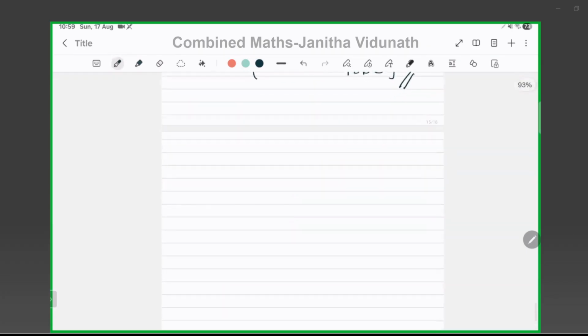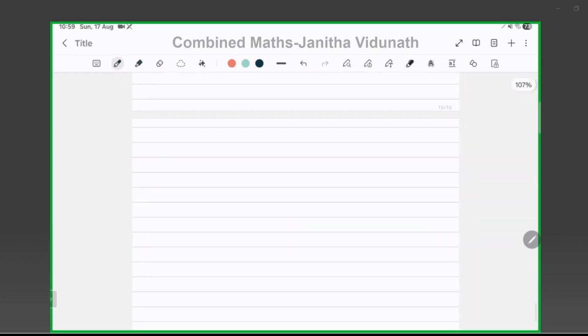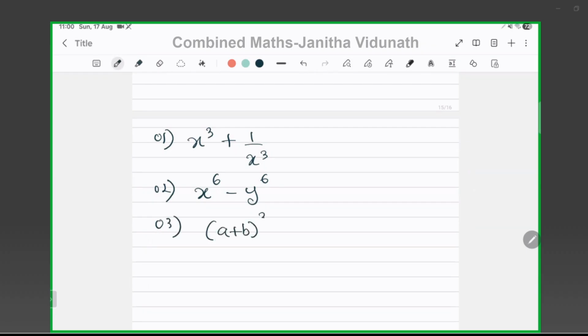I will give another questions to do on your own. First one is x cube plus 1 over x cube. The second one is x to the power 6 minus y to the power 6. The third question is a plus b whole cube minus a minus b whole cube. Try to factorize these three and send me answers within 4 minutes.